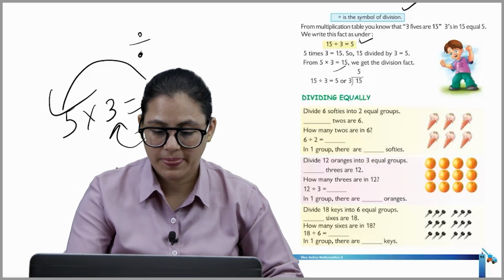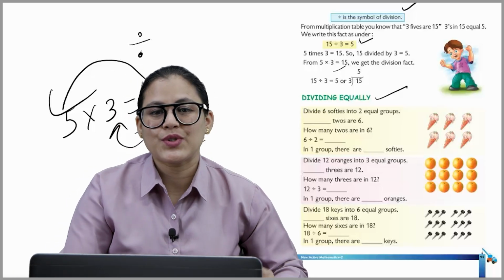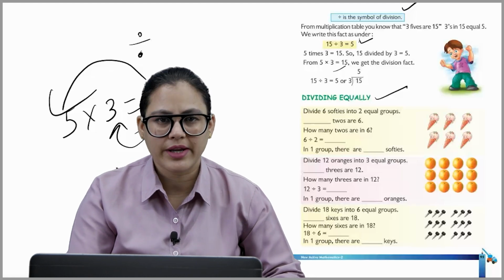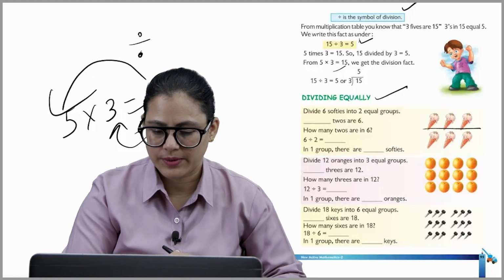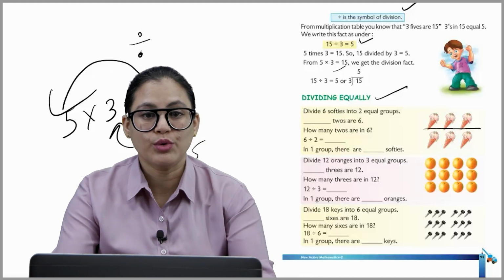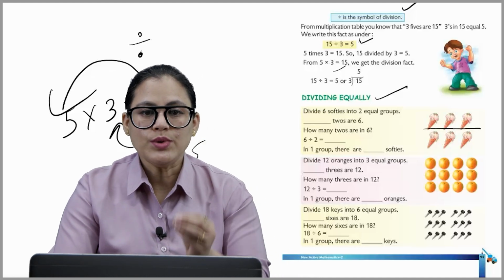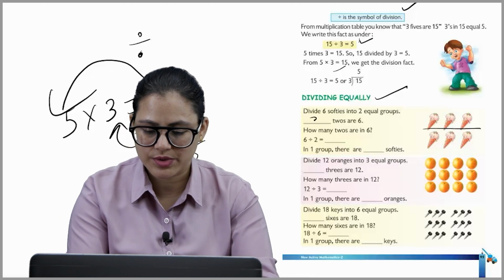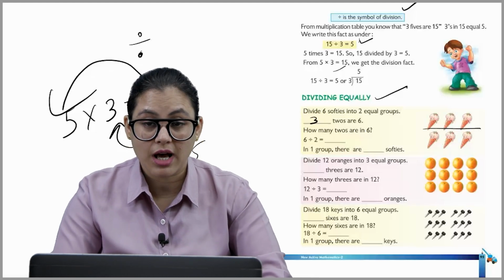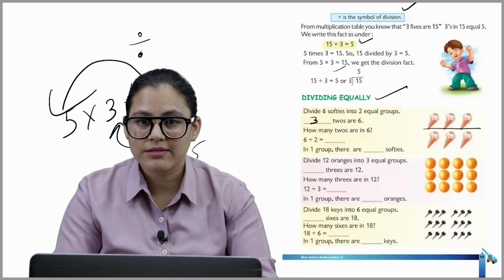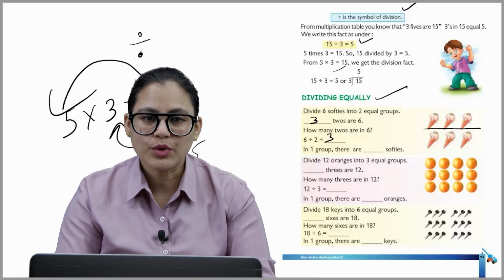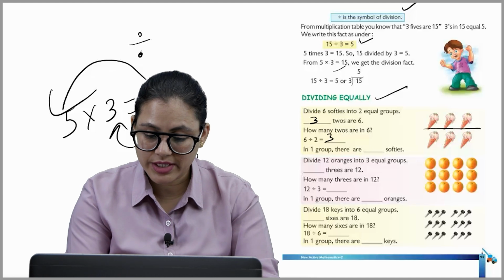Dividing equally. Divide 6 softies into 2 equal parts. Let's divide them. See, we have divided them into 2 equal groups. Dash 2s are 6. 3 2s are 6. How many 2s are there in 6? 3. In one group, there are 3 softies.